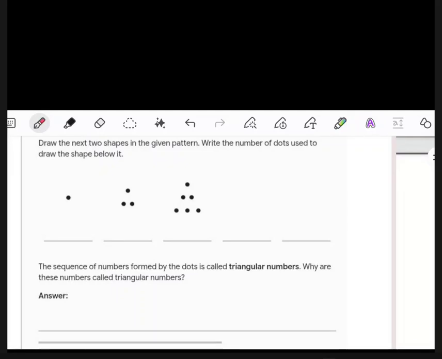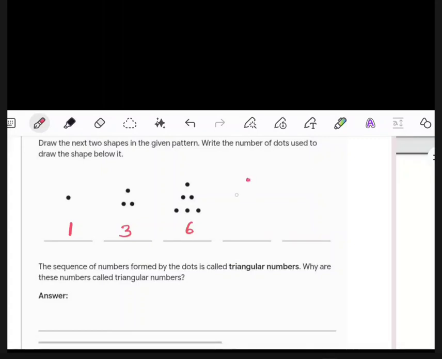Next question. Draw the next 2 shapes in the given pattern. Write the number of dots used to draw the shape below it. Here the pattern shows dots arranged in triangles, where each new shape adds a row of dots at the bottom. So the first one, 1 dot. The next one, how many dots? 3 dots. The third one, 1, 2, 3, 4, 5, 6 dots. So the patterns have equilateral triangular patterns. So how many dots do we draw next? 4 dots again we have to draw.